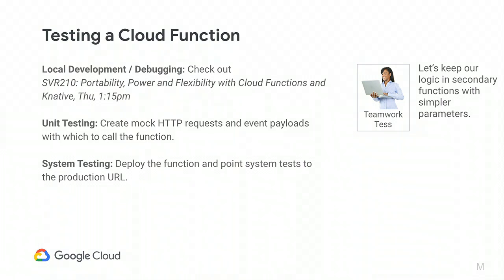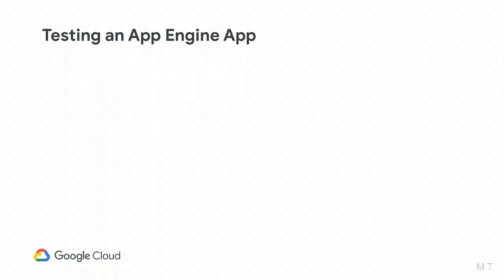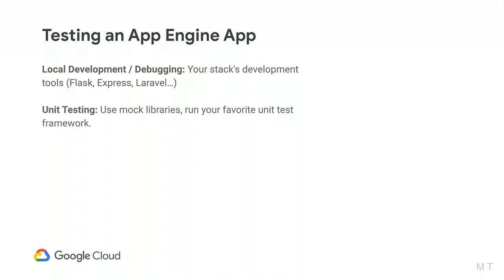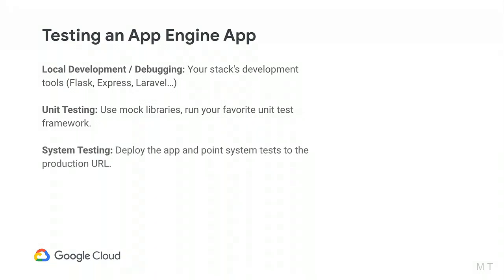So that makes it easier to just sort of test those and troubleshoot those in a local environment before you deploy everything up to GCP. On App Engine, with the modern runtimes, you do your local development and test using your regular tools or your regular frameworks, whatever you're using, Flask, Express, etc. Unit testing, there are mock libraries that mock out like task queues and databases and things like that. And for system testing, it's just like Cloud Functions. You deploy it to GCP, you get a URL, and your test system hits that URL.